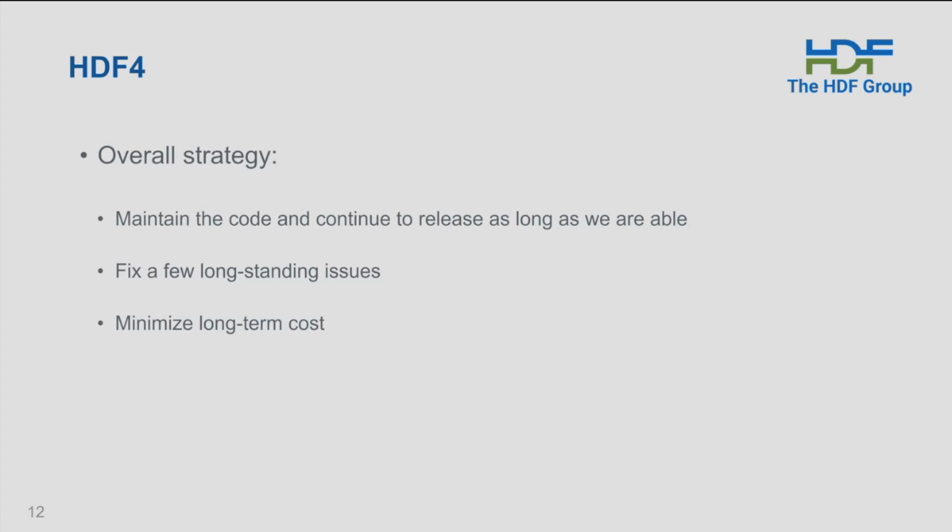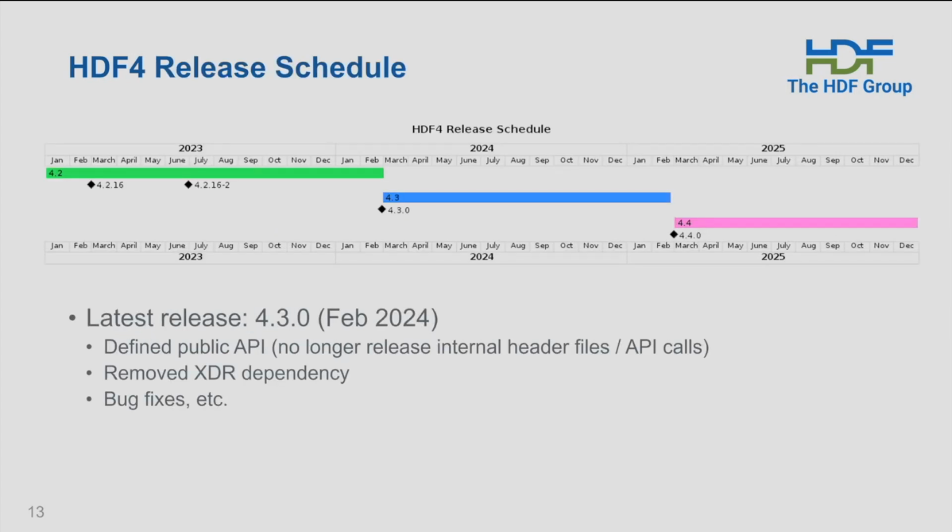So my overall strategy for this is to maintain the code, continue to release as long as we're able to, as long as there's still funding available to support that. But I want to make sure that it doesn't cost us a lot of time to support it, right? So I want to fix a few longstanding issues that I'll talk about a little bit later, and just minimize long-term cost, right? So let's look at the release schedule.